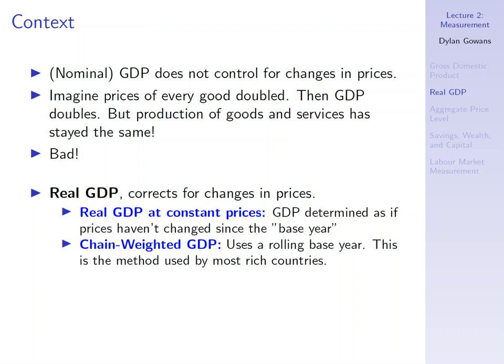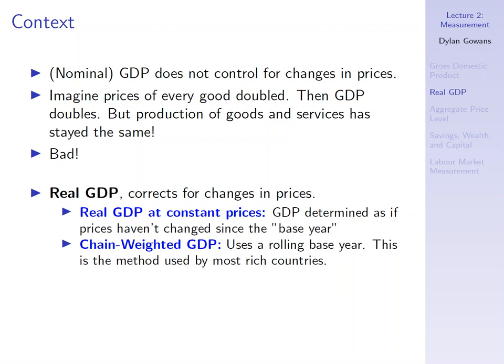One, the simpler one, is what's called real GDP at constant prices. In this case, GDP is determined as if prices haven't changed since some base year. That is, we're keeping prices fixed at the level they were in some given year, and then we're allowing the amount produced or the amount consumed to change with each subsequent year. Put another way, since we're weighting the production by their prices, we're not letting those weights change as we move from one year to the next.